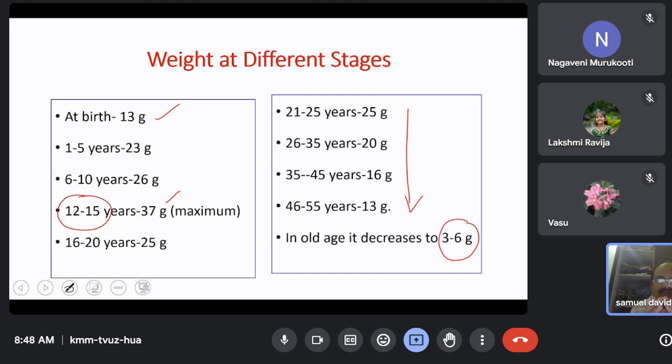The size gradually decreases. The weight gradually decreases. The lymphocytes are said to be lost and are replaced by fatty tissue. And that is how it is insignificant after puberty. Why is this so?